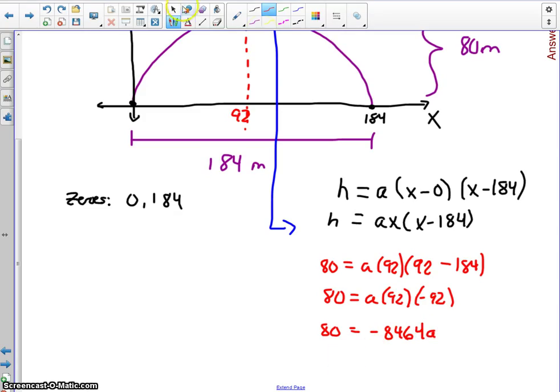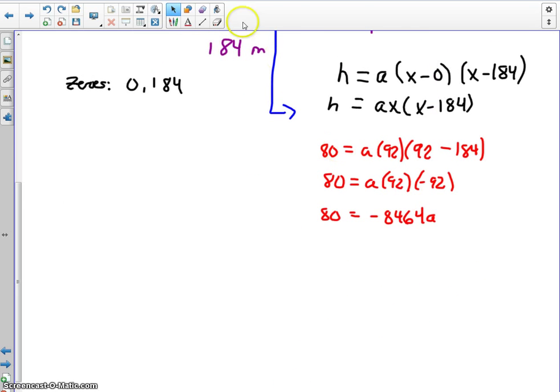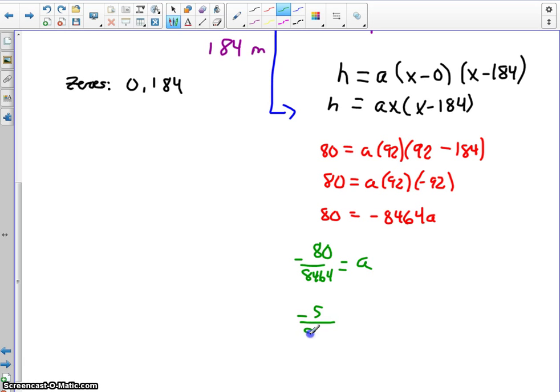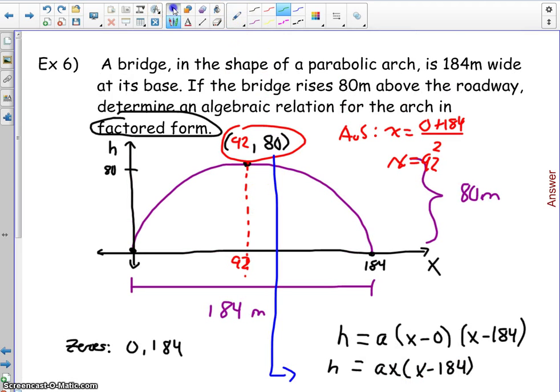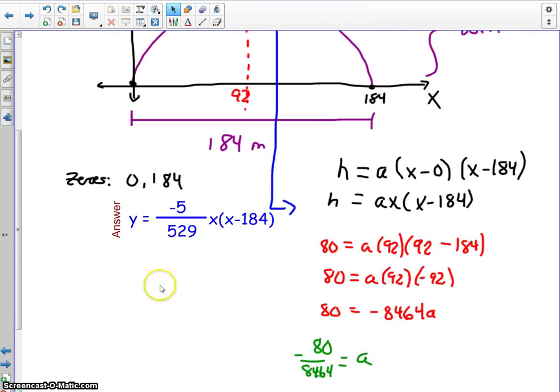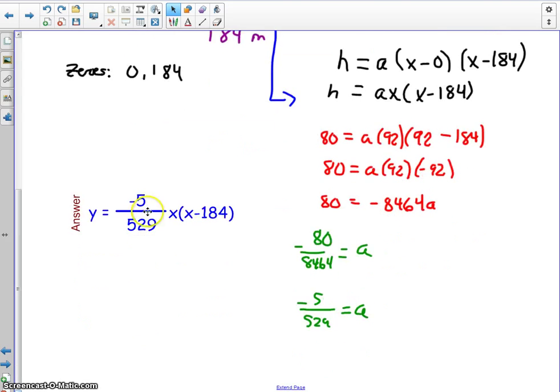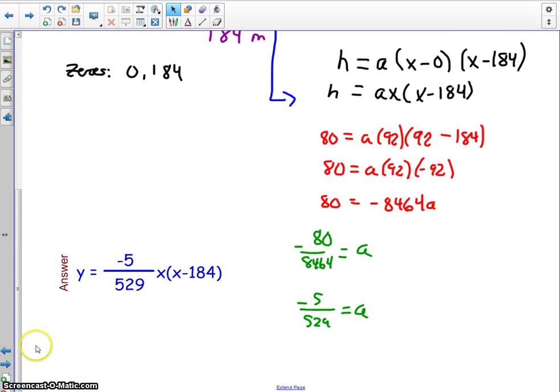Again, just to finish this off, I'm going to divide both sides of the equation by negative 8,464. So I'll have negative 80 over 8,464 being my a value, which reduces down to negative 5 over 529. So all in all, it's going to give me an equation that I can use to represent my graph. Okay, so that's it.